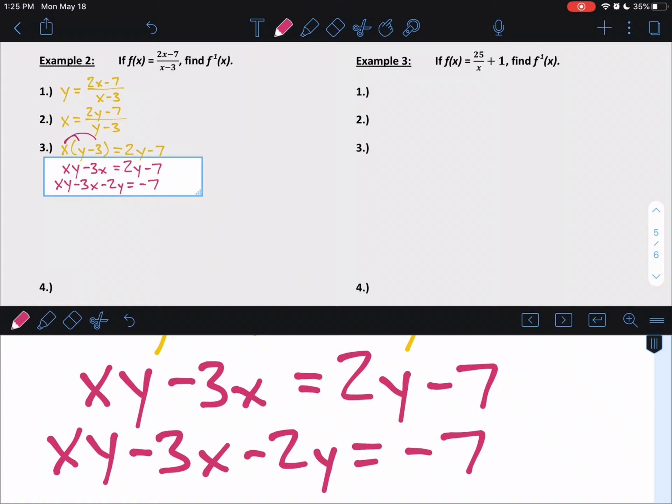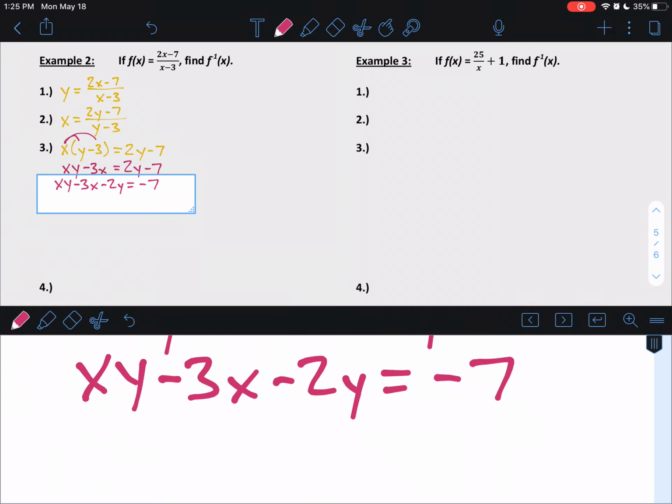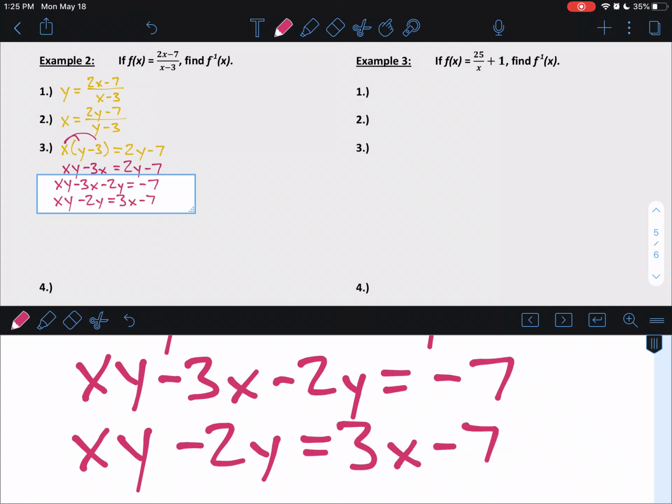The next step after this one is to have only the y's on the left side of the equation. So I have an xy and I have a negative 2y, but I still have this negative 3x. And there's no y in that term, so I'm going to add 3x to both sides to get it out of here. So that gives me xy minus 2y equals, well, I add 3x to both sides, so I got 3x minus 7.